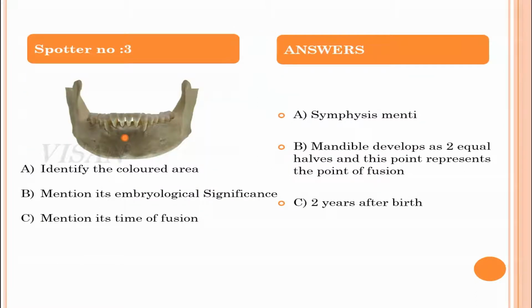Spotter number 3. The colored area is symphysis menti. Its embryological significance is, even though the mandible is an unpaired bone, it develops as 2 equal halves. And this is the point where the fusion of both the halves of mandible takes place. And the fusion time is 2 years after birth.